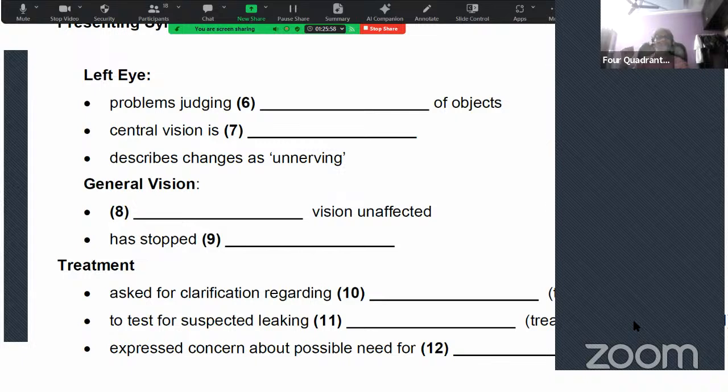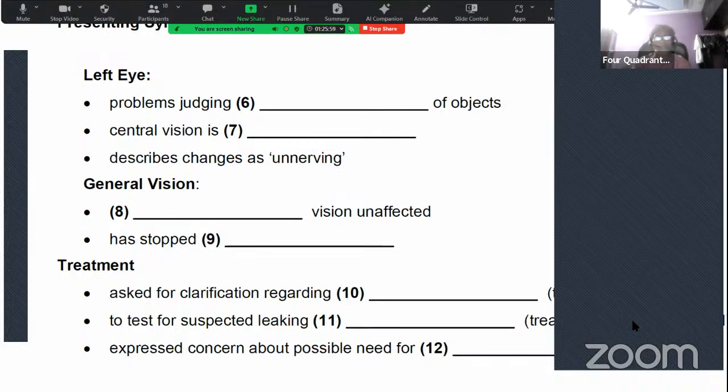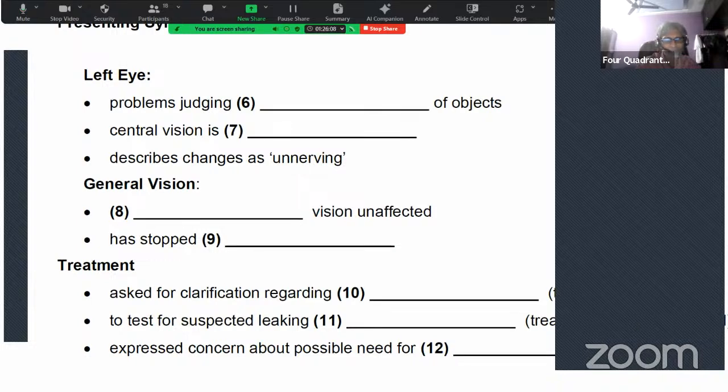Then next one, firecracker 09. Has stopped dash. General vision has stopped dash.